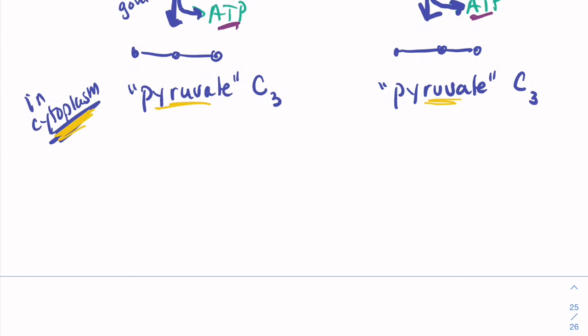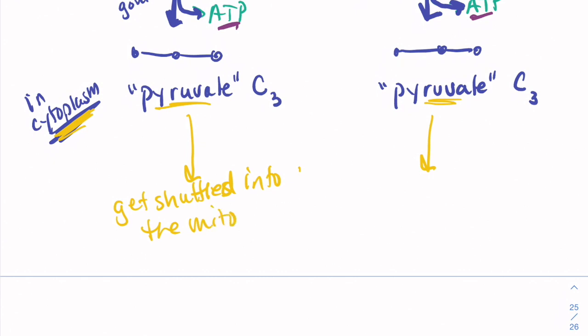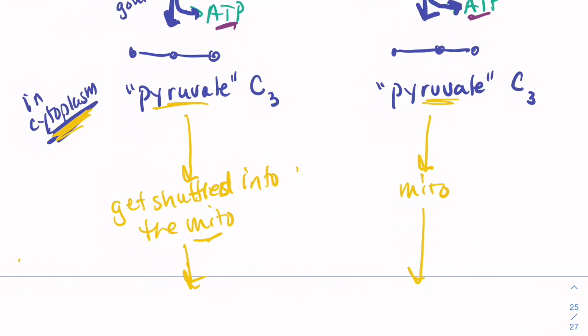But we got to get into the mitochondria. So these two pyruvates get shuttled into the mitochondria. So this one goes to the mitochondria, this one goes to the mitochondria. All right? So we are now in the mitochondria for the next step, which is called the intermediate step, or sometimes it's called the transition step.